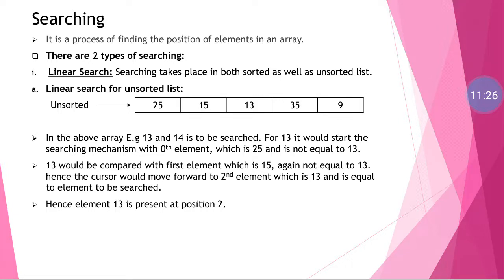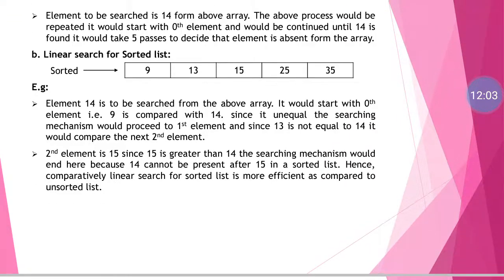For example, we need to search for 13. So how does it work? It works with index positions starting with 0. So 25 is the 0th position element. It will be compared with the element to be searched. 25 is not equal to 13. It proceeds to the first position. The first position element is 15. 15 is compared with the element to be searched, that is 13. Again it is not equal. Again it linearly proceeds, and after the first position it checks the second position, and the second position element is 13, which is the element to be searched. So here we can give an output that 13 is present at position 2.